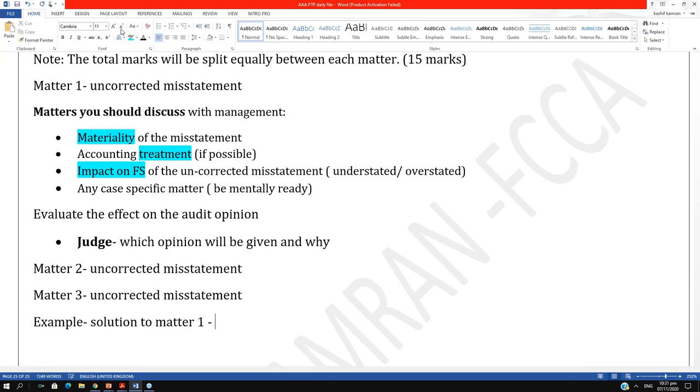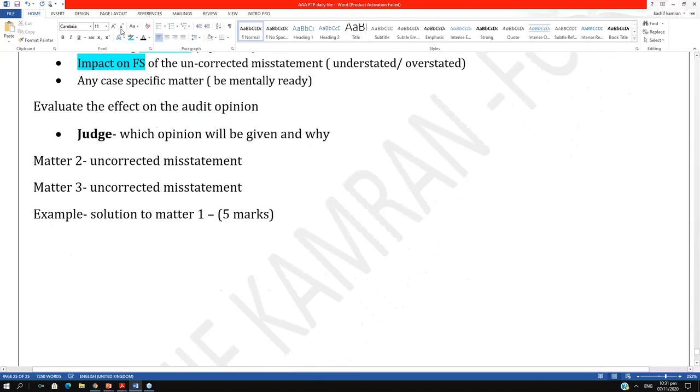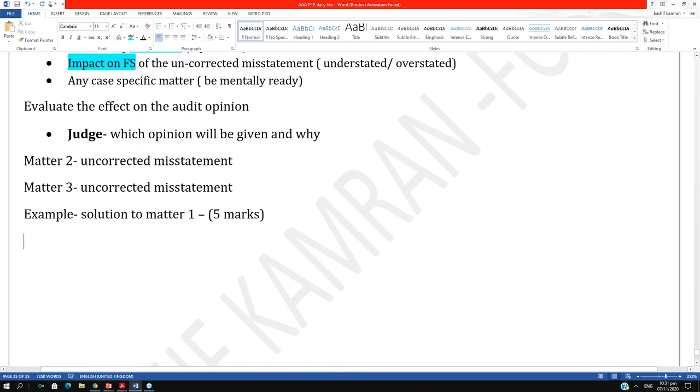How many marks do we have for matter 1 in total? We have in total 5 marks for matter 1. And how many things do we have to do for matter 1? Number 1, discussion with management, and number 2, the impact on opinion. So are these the two things we have to do in the context of 5 marks?